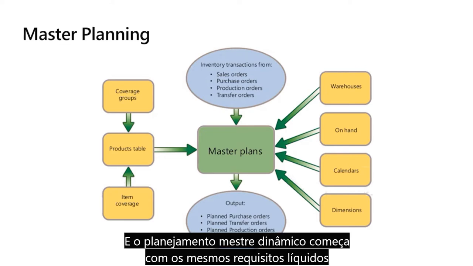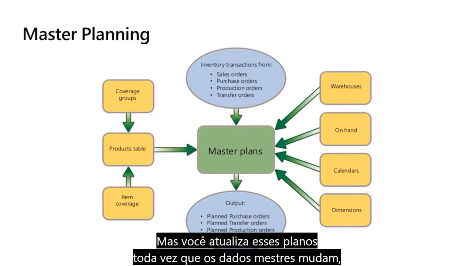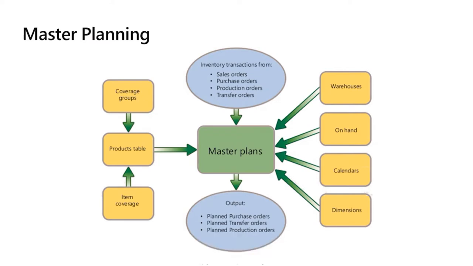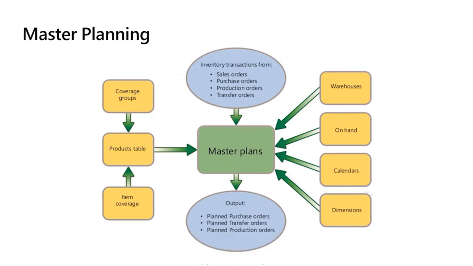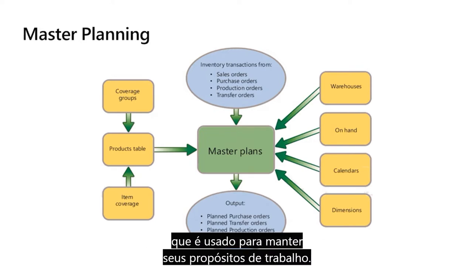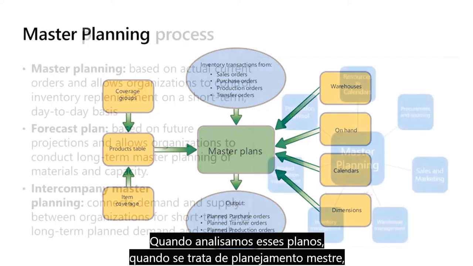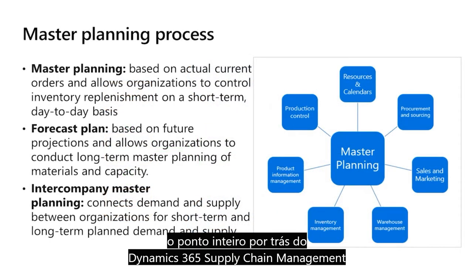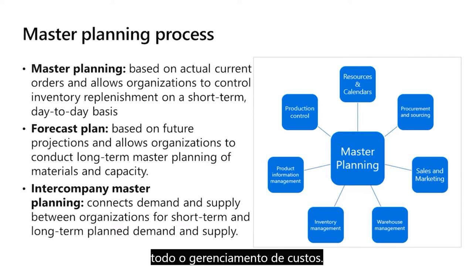Dynamic master planning starts with the same net requirements generated by your static master plan, but you're updating these plans every time the master data changes. So you can update it when you create a new sales order. What these updates do is allow you to monitor the changing orders and your item availability without messing up the static plan that's used for more of maintaining your work purposes. Now, when we look at these plans, the whole point behind Dynamics 365 Supply Chain Management is to help connect and optimize production, planning, scheduling, operations, and all of your cost management.